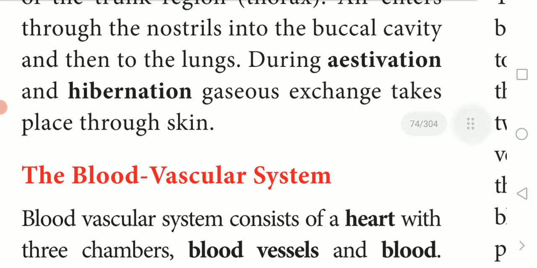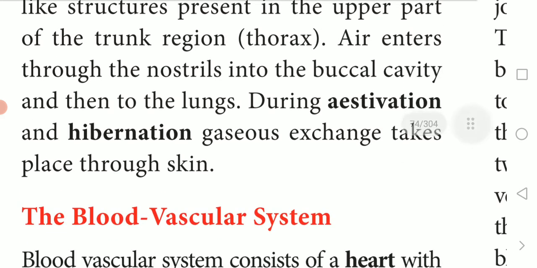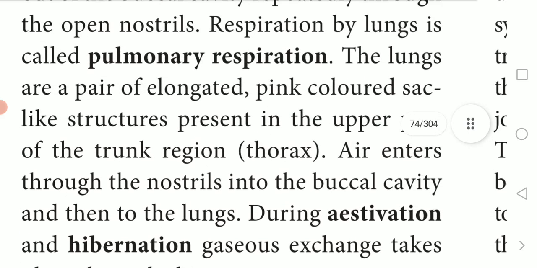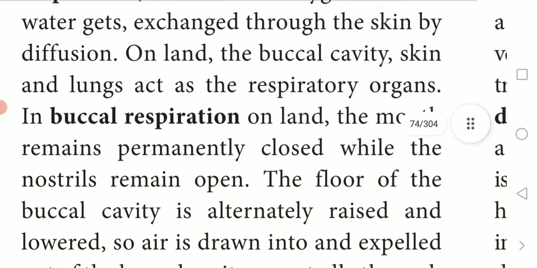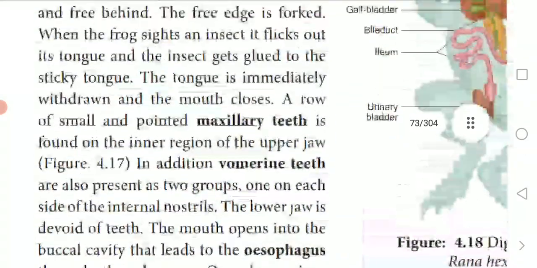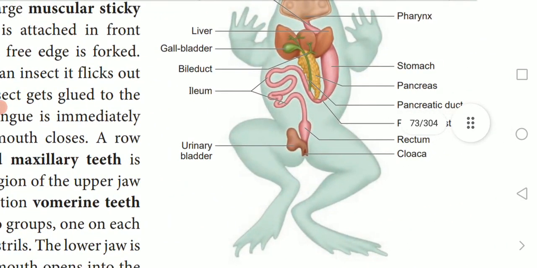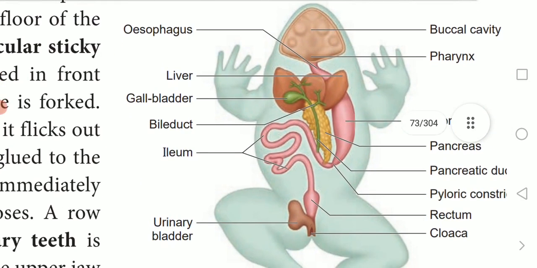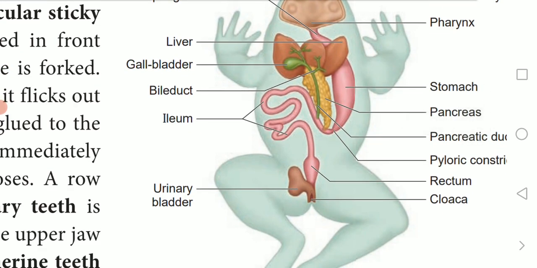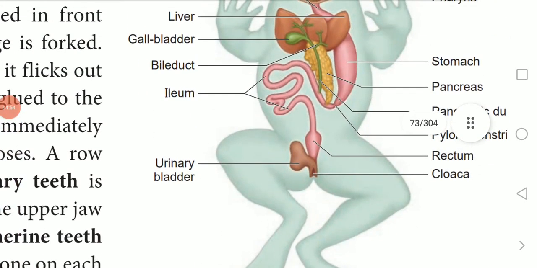During estivation and hibernation, gaseous exchange takes place through the skin. Underline what estivation means: summer sleep. What does hibernation mean? Winter sleep. They will ask you this important word. Estivation means summer sleep, and hibernation means winter sleep. So that's all about the respiratory system.